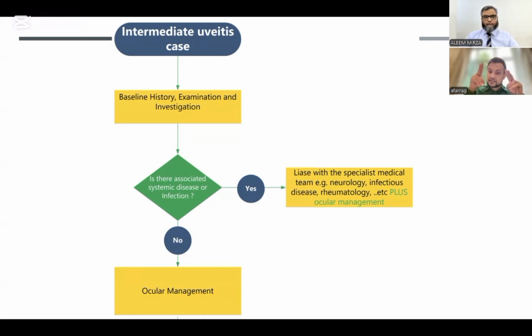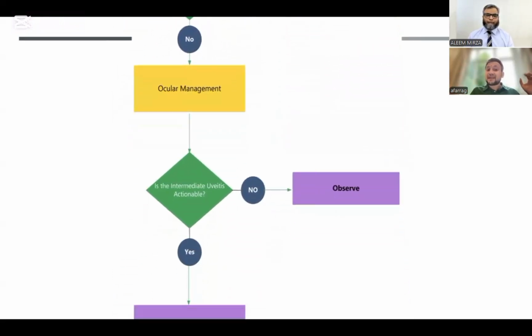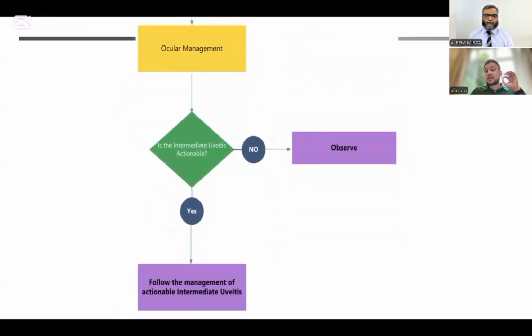Okay, so there are two parallel pathways that we will work on if there is associated systemic disease or infection: the medical team to deal with the systemic thing, and our ocular management. The other possibility is no systemic infection or associated systemic disease. Then we focus mainly on ocular management. And here is the most important question that we should ask ourselves.